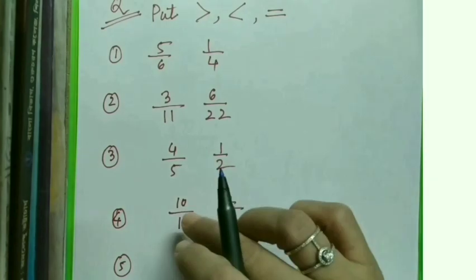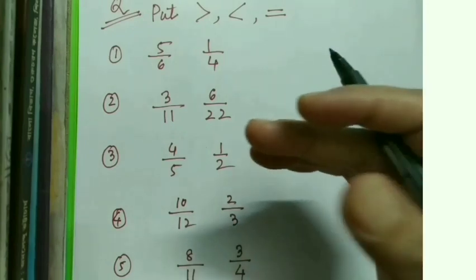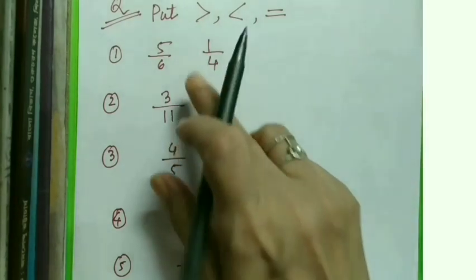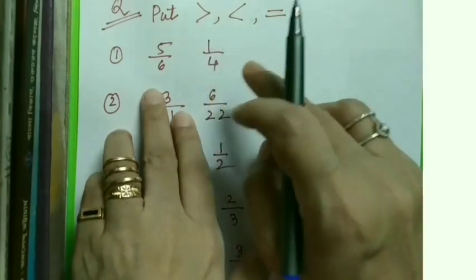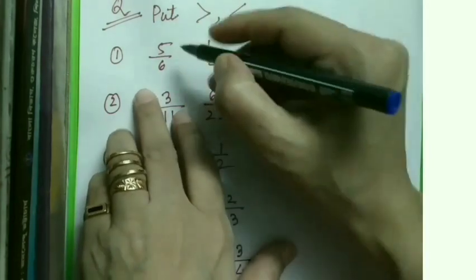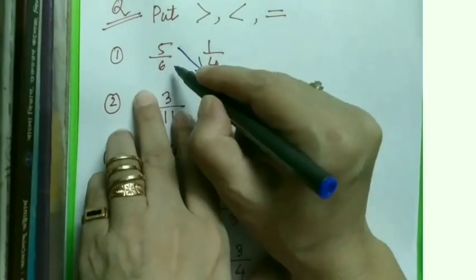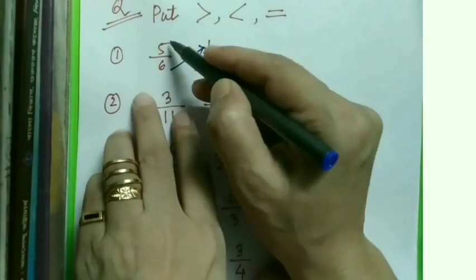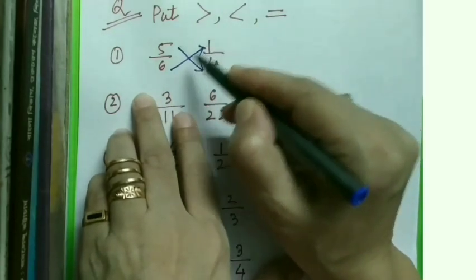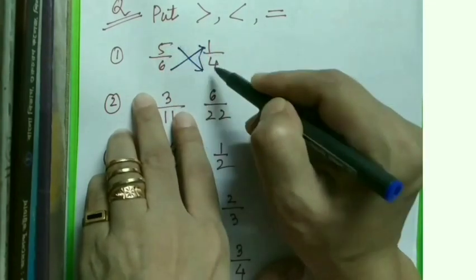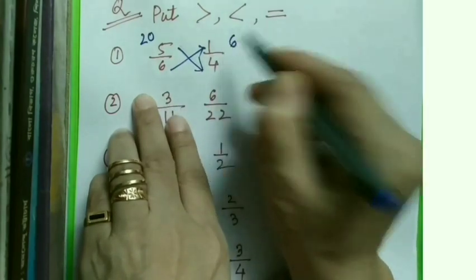Here you see I have already written some examples. Now we'll compare them by using this cross multiplication method. Suppose here 5 by 6 and 1 by 4. To compare these two, which one is bigger, which one is smaller, we'll just do these things. Multiply 5 with 4 and 6 with 1. This is the numerator of the first one with the denominator of the second one, and the numerator of the second one with the denominator of the first one. So 5 fours are how much? 20, and 6 ones are 6.